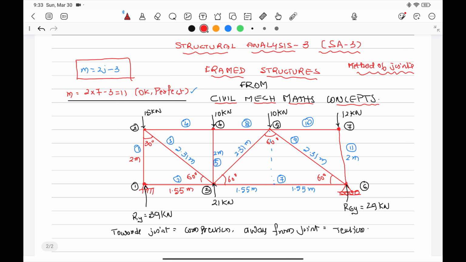Now, the first thing is that we have to understand what is compression and what is tension in a member. In a member, any force towards the joint is compression, and any force away from the joint is tension.